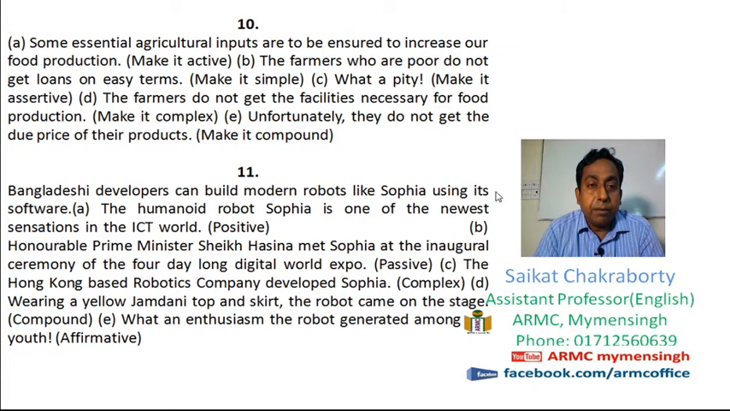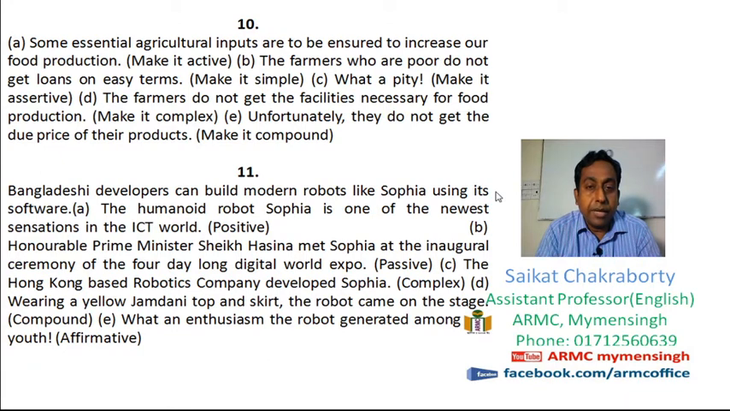Some essential agriculture inputs are to be ensured to increase our food production. Active. Here the object is not clear, so we can use we or the government. We can say we are to ensure some essential agriculture inputs to increase our food production. The farmers who are poor do not get loans on easy terms. Make it simple. To make it simple, we will have to remove who are, and the poor will come between the and farmers. So the answer is the poor farmers do not get loans on easy terms.